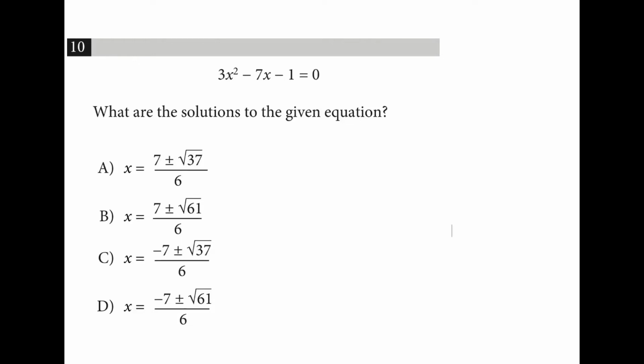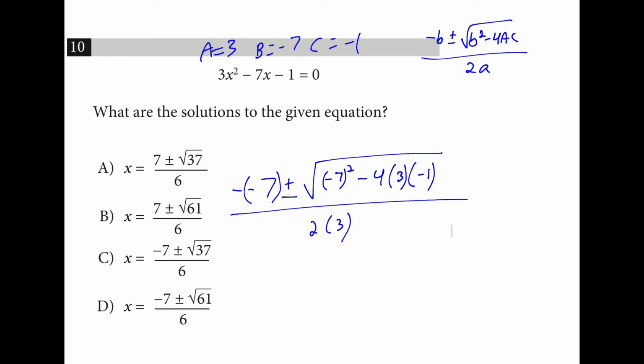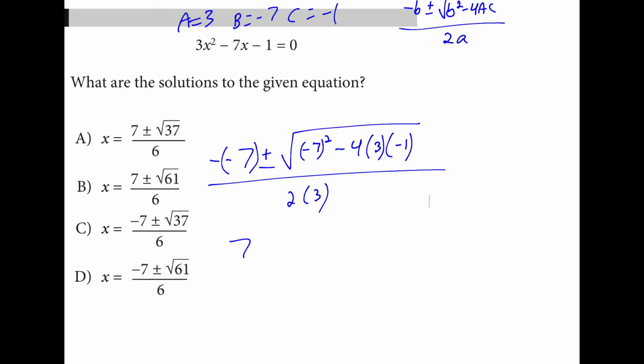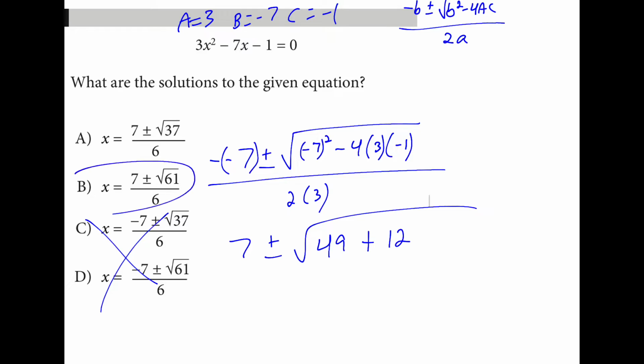If you tried to factor this, a is bigger than 1, and if you look at the answer choices, it clearly involves irrational numbers, so we're going to use the quadratic formula. First we pull out what a, b, and c are equal to, then we plug in the values. A negative negative 7 comes out positive, so it rules out these two, plus or minus. And negative 4 times 3 times negative 1, I end up adding 12, so it's going to be this one, because 49 plus 12 is 61.